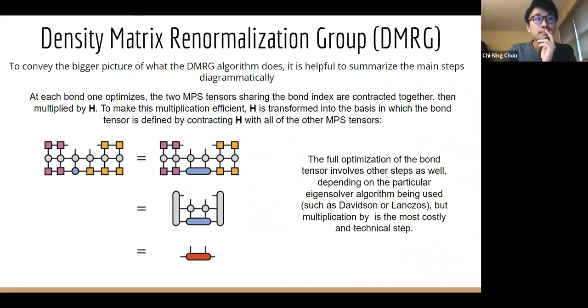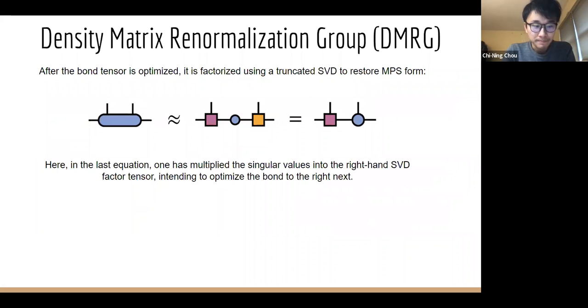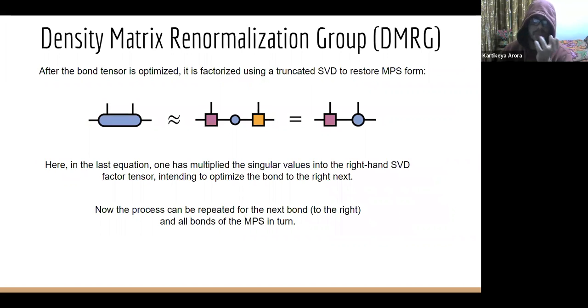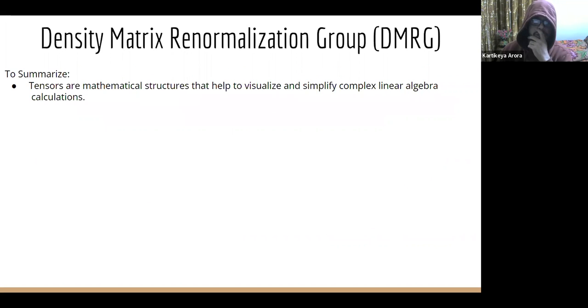Shall I continue? Yeah, sure. Thanks. Okay. So this process is repeated over all the bonds, and we get our optimized ground state.